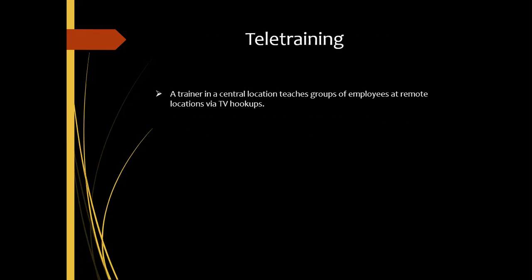Another way of training is teletraining. Now, what is this? Basically, it's a central location. For example, my organization is a multinational organization, and if my office is abroad and they have to give me training, they can hook up all these television sets together.